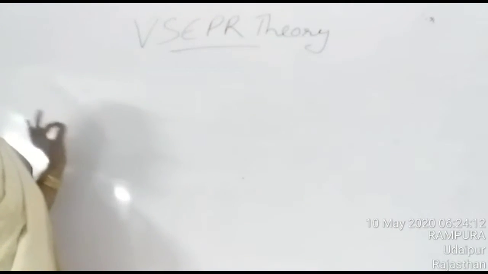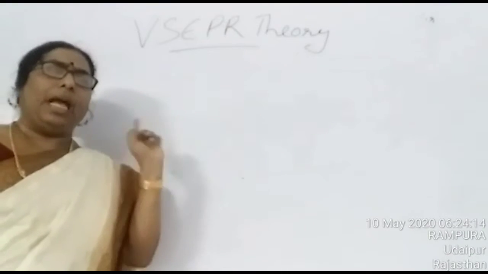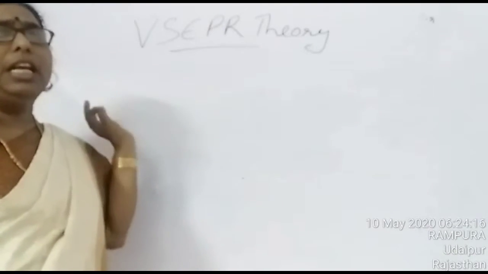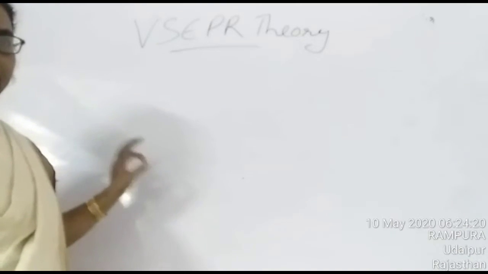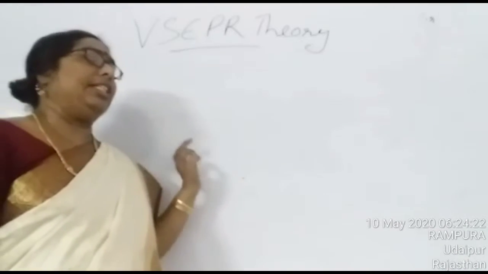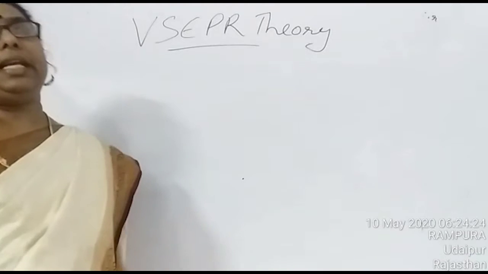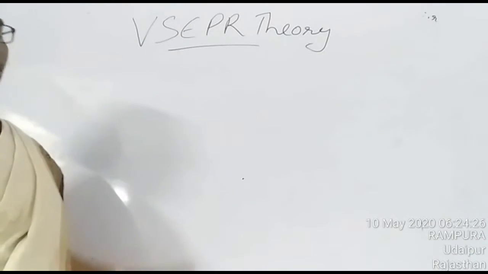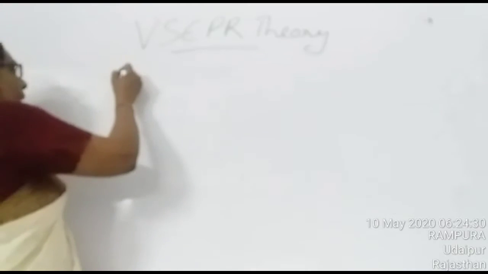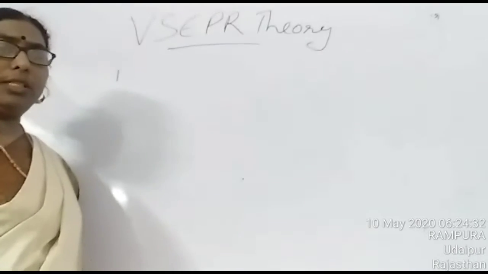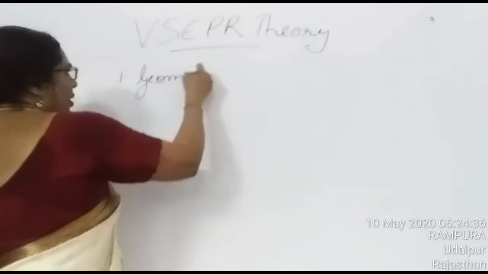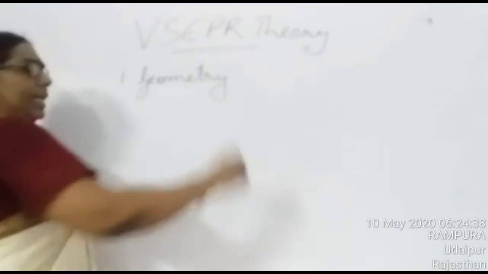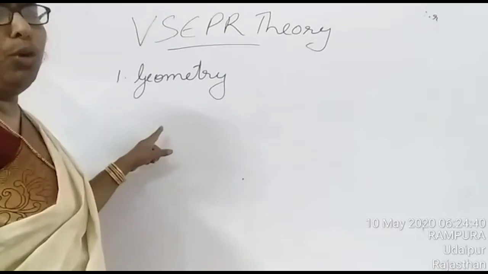This is the theory we are going to explain first. It explains the geometry and the shape of the molecule. Is it clear? This is the first theory which is used to explain the geometry and the shape of the molecule. First, let us go through the postulates of this theory. According to this theory, the first postulate is that the geometry and the shape of the molecule is decided by electrons in the outermost shell.